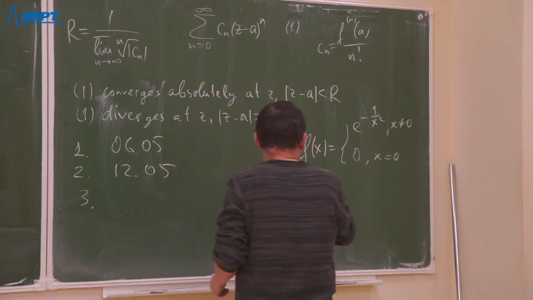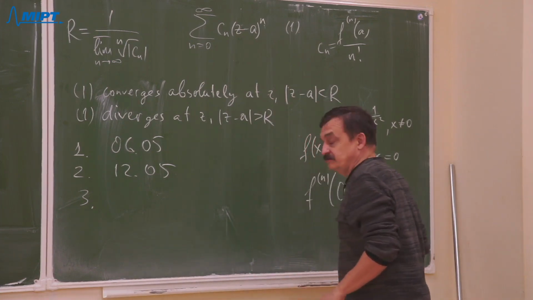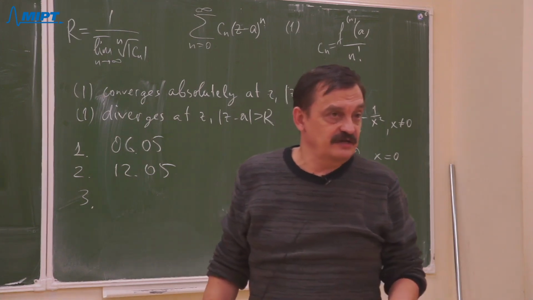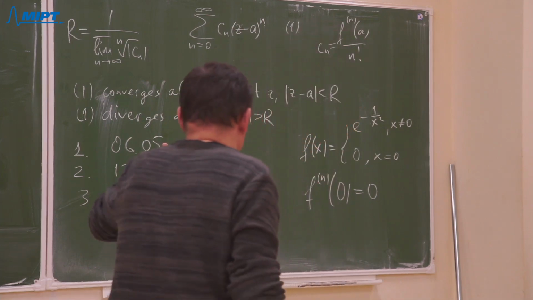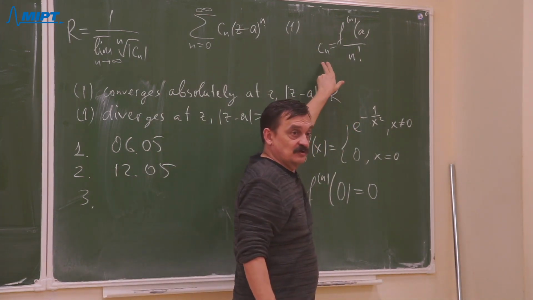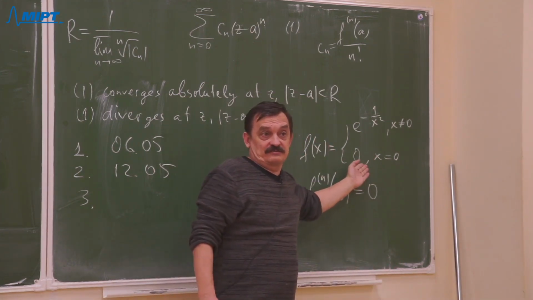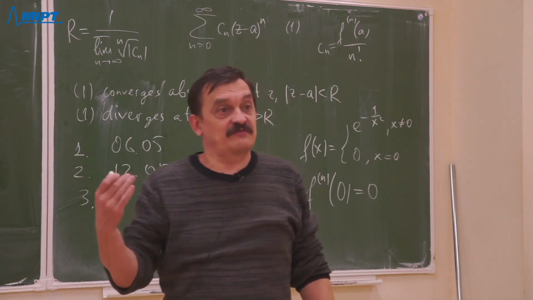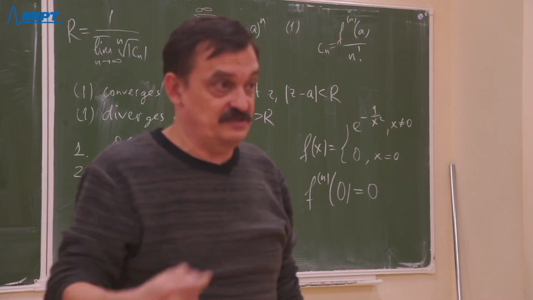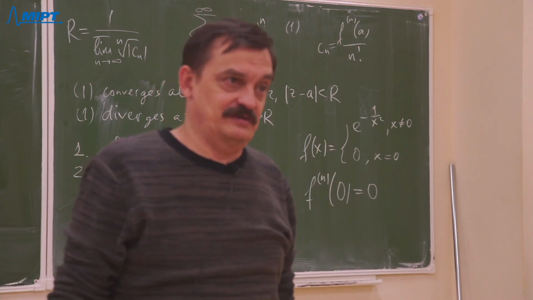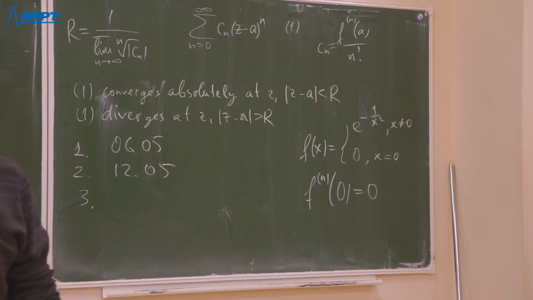I proved in full detail that the n-th derivative at 0 is 0 for every n. It means that all Taylor coefficients are zeros. But definitely the function is 0 only for x equals 0. So the Taylor series of that function is identically 0. It doesn't converge to the function itself. But it converges, by the way, to a different function.